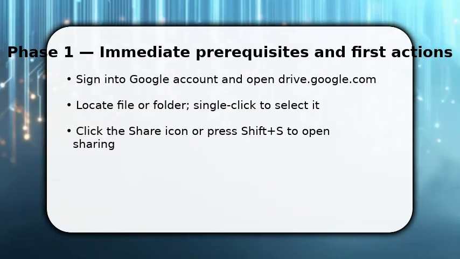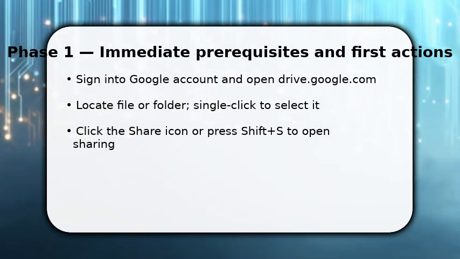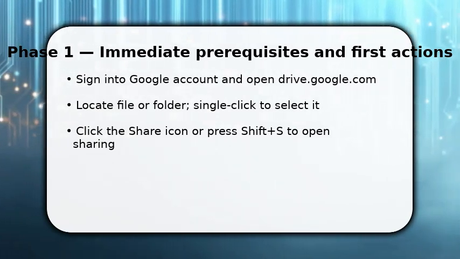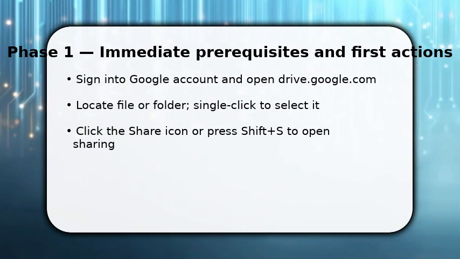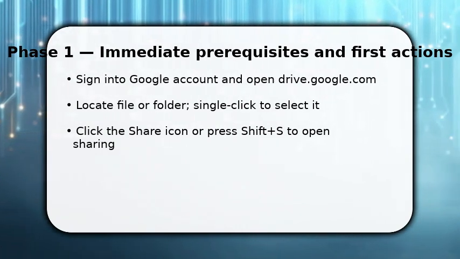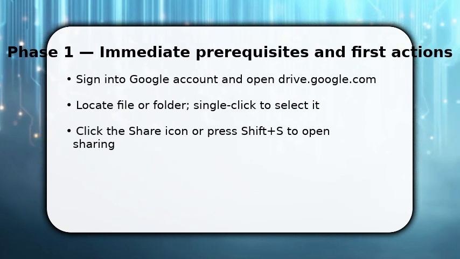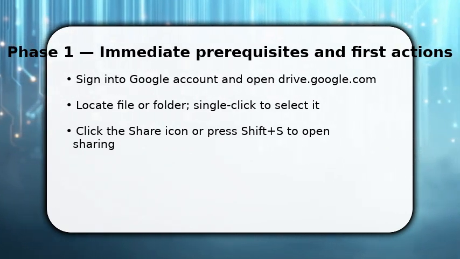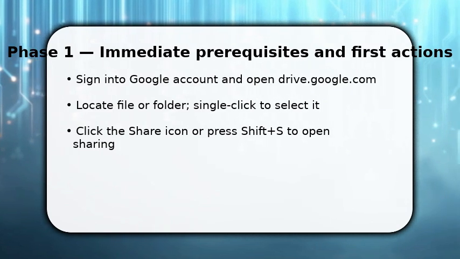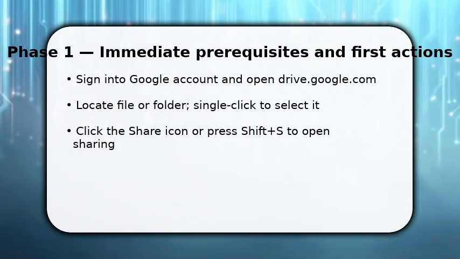You start by signing into your Google account and navigating to Drive.google.com, then find the file or folder to change. Once selected, click the Share icon. This opens the Permissions dialog. Make sure you understand whether you're editing an individual item or an entire folder because folder settings cascade.